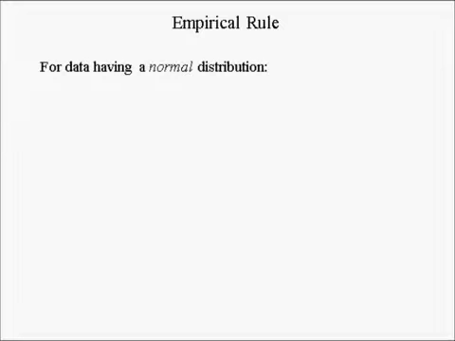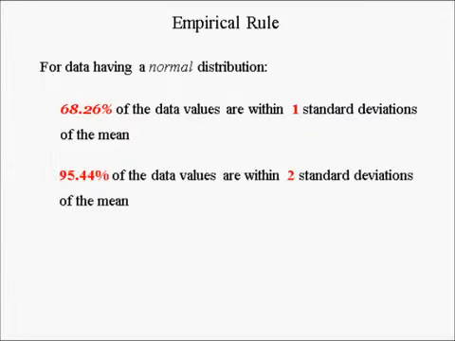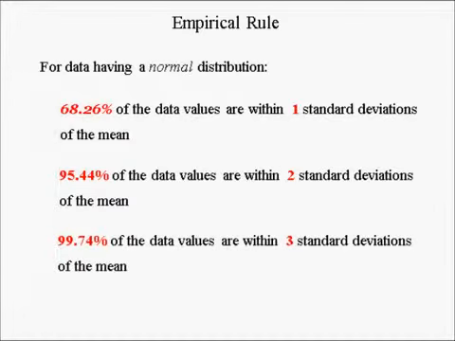According to the empirical rule, for data having a normal or bell-shaped distribution, 68.26 or about 68% of the data values are within 1 standard deviation of the mean. 95.44% or about 95% of the data values are within 2 standard deviations of the mean. 99.74% or nearly all of the data values are within 3 standard deviations of the mean.